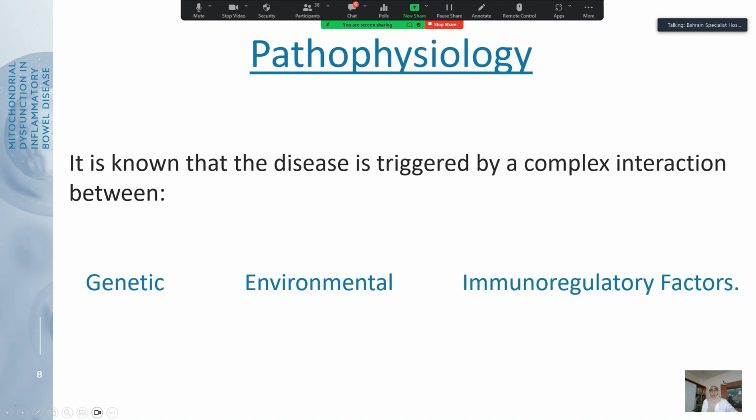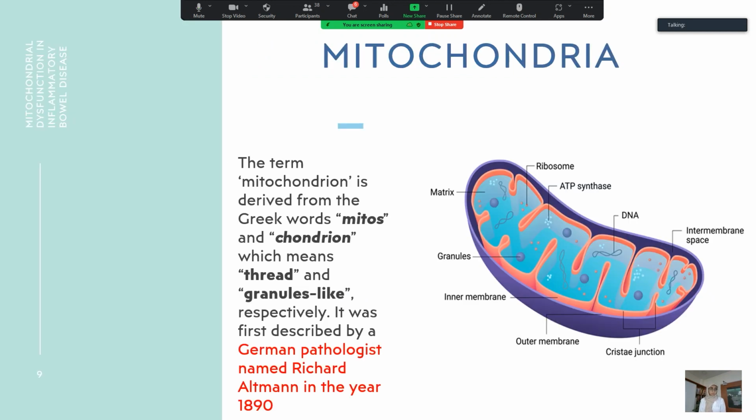The pathophysiology of this disease is multifactorial, including genetics, environmental factors, and immunoregulatory factors. Today we will discuss the role of the mitochondria and how it could affect inflammatory bowel disease.